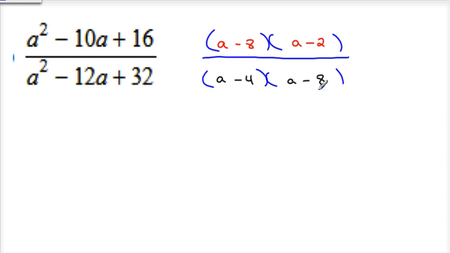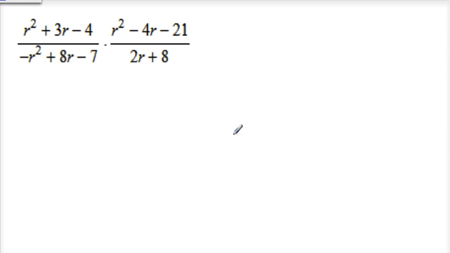Beautiful. Do we have any common factors, common quantities? Yep. We got the a minus 8. See you later. So I'm just left with the quantity a minus 2 over the quantity a minus 4.